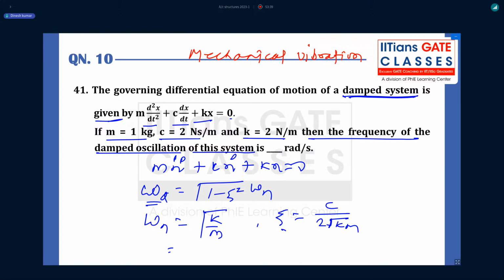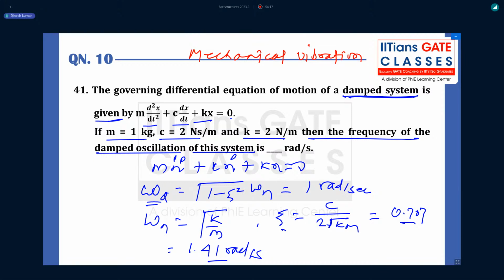So guys, my natural frequency is coming as 1.41 radian per second, and my zeta value will be coming as 0.707. Now when we substitute this in this equation, we get 1 radian per second. So guys, please check, are these correct values? Those who are watching on YouTube can answer, are these correct?